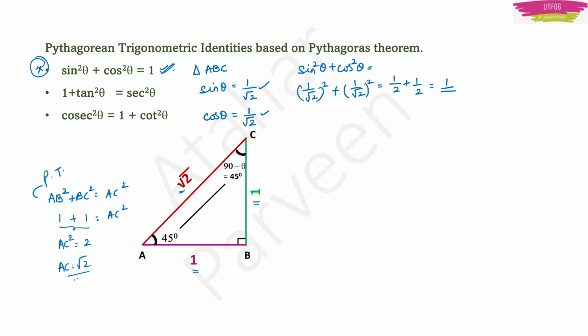Like that only you can prove other two identities also. 1 plus tan square theta is equal to secant square theta, and cosecant square theta is equal to 1 plus cot square theta. So these are all very, very important identities. You need to remember all these. Better make a list of all the identities after this class and try to revise them again and again.